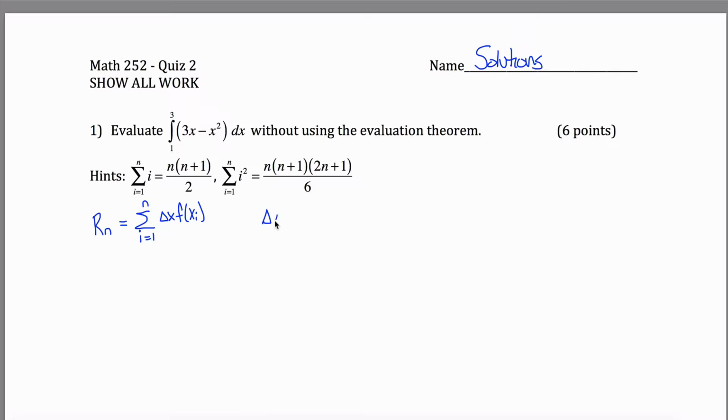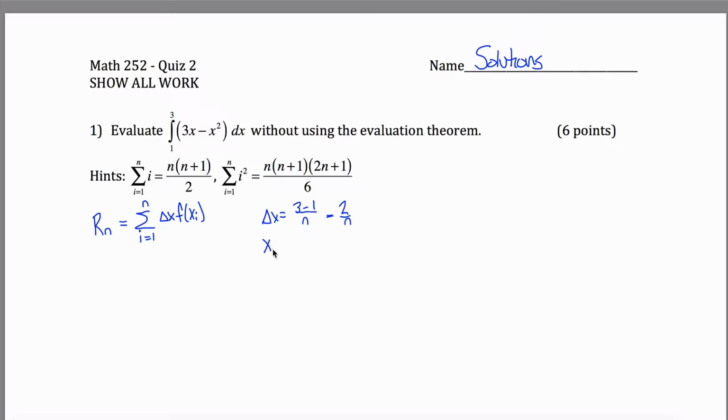So what you need to know is that delta x, the length of each of these rectangles, is the entire length we're looking at, so 3 minus 1, aka 2, divided by how many rectangles I have, which is n here. So delta x in this case would be 2 over n.